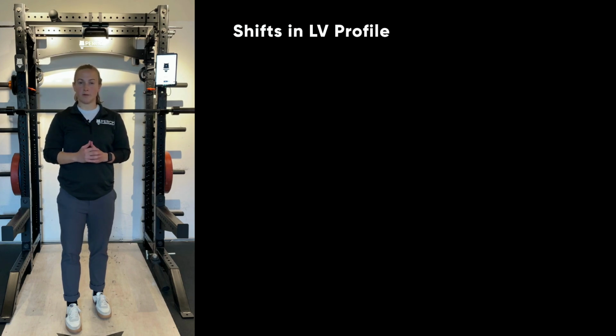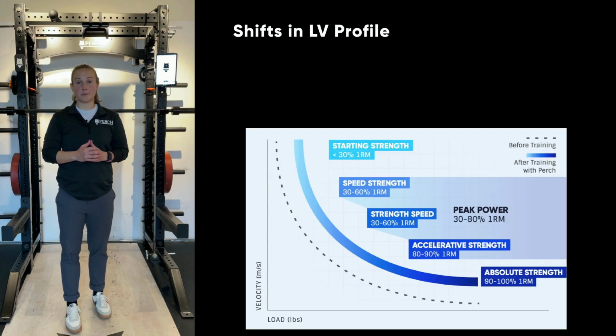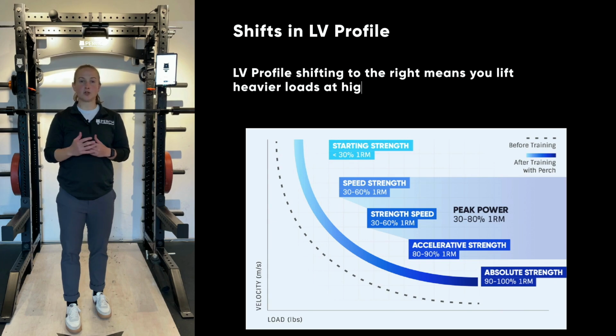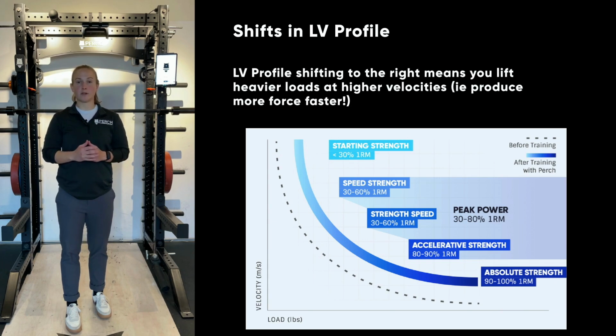The second is shifts in your load velocity profile curve. We talked about this a bit in a previous lesson, but load velocity profiles shifting according to your desired adaptations from training is also a positive thing. As you continue to train across a spectrum, your load velocity profile will shift to the right on the graph, meaning you are lifting heavier loads at faster velocities.